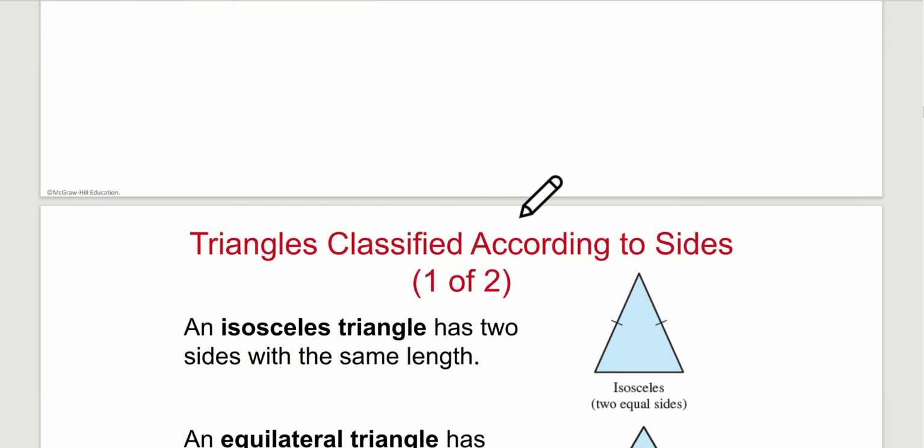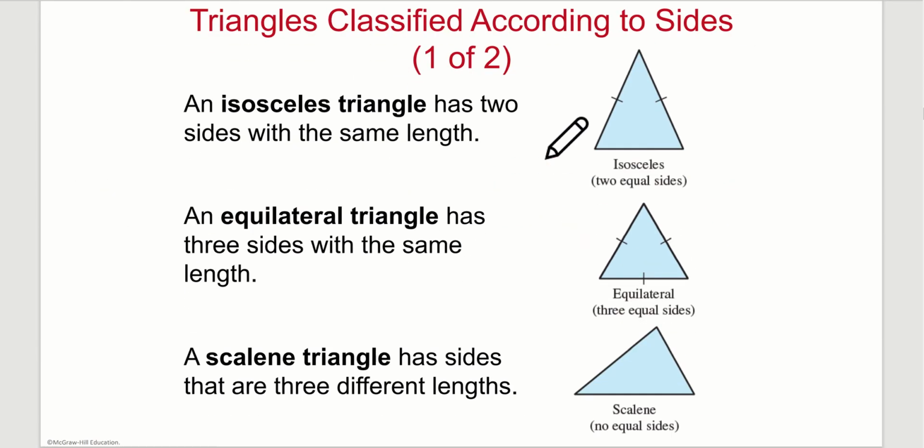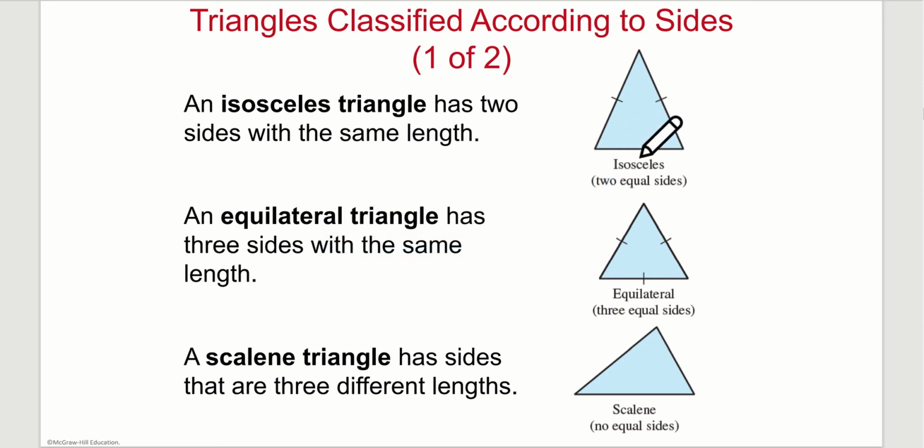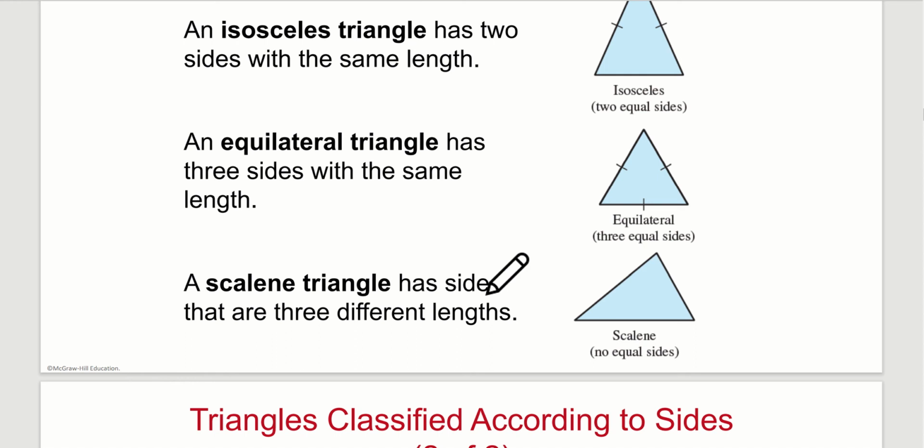We will classify the triangles according to sides. A triangle that has two sides of the same length is called an isosceles triangle. If all three sides have the same measurements, then it's called an equilateral triangle. And if no sides have the same length, then it's called a scalene triangle.